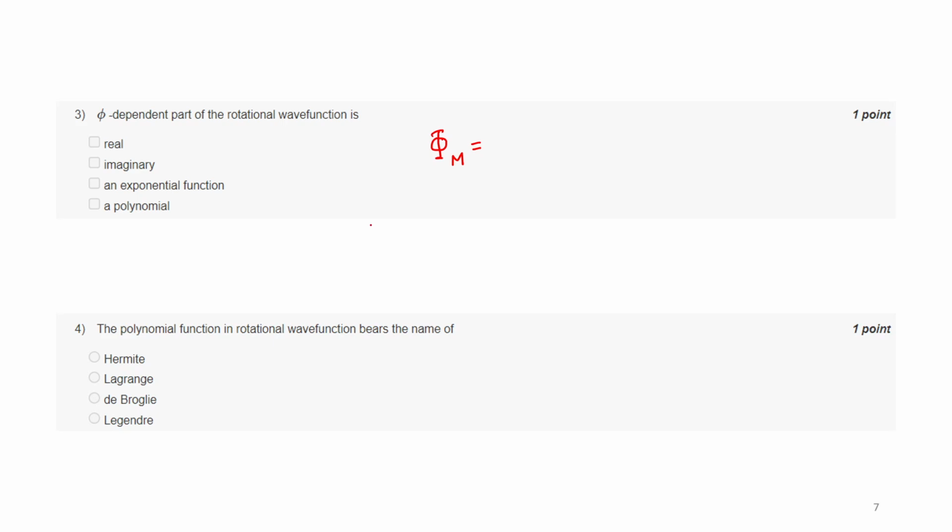Okay. So the phi dependent part is mostly A into e to the power plus minus i m phi.